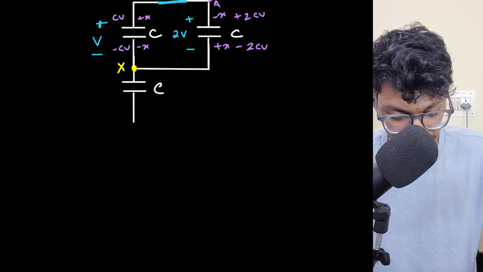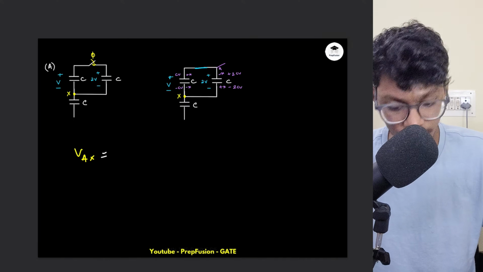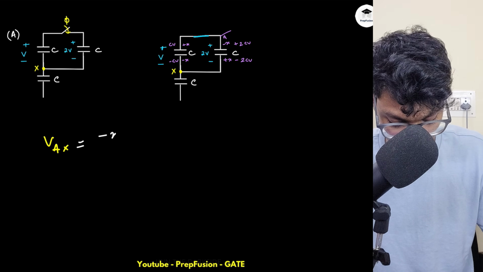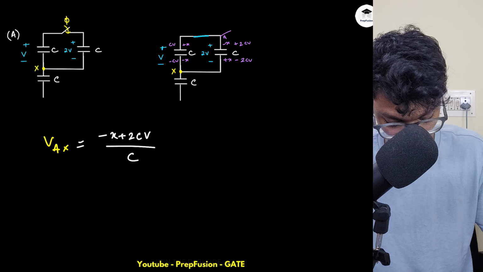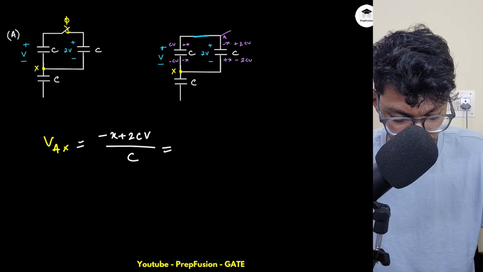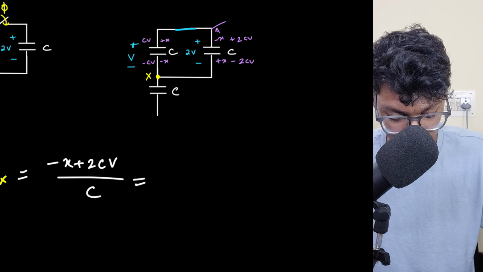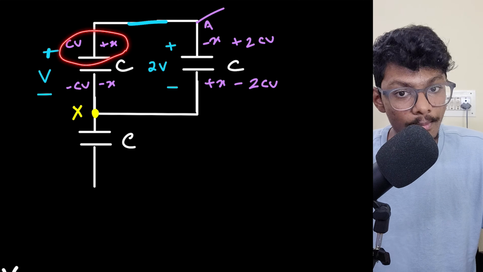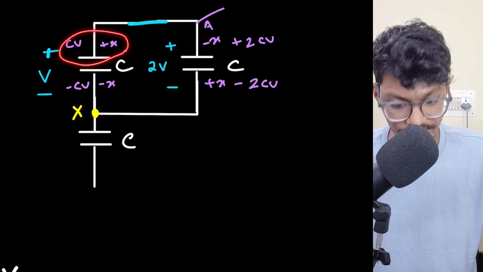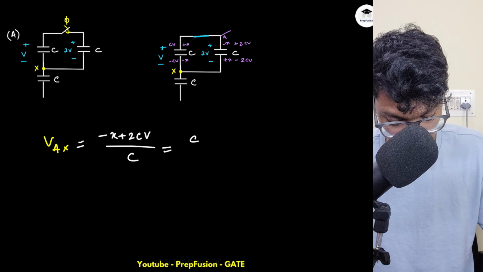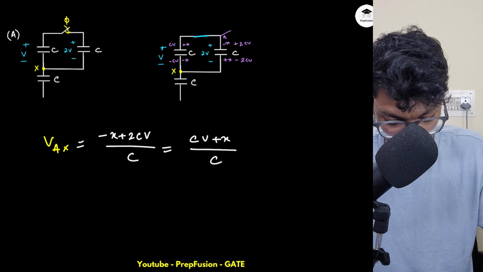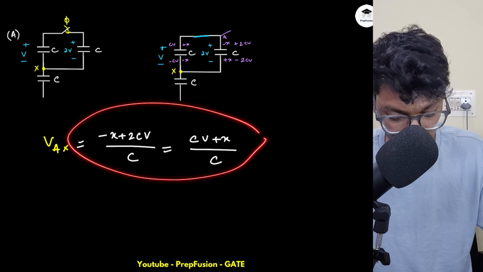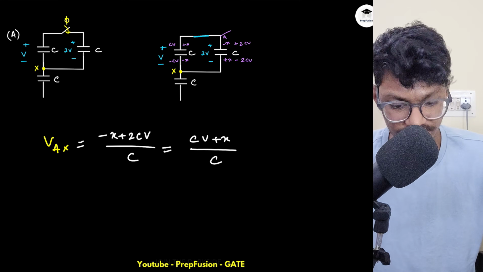So what is the total charge here? Total charge is minus X plus 2CV, divided by the capacitance. This should be equal to what? Here, what is the total charge? Total charge is CV plus X. Then again I will divide by the capacitance. So this is CV plus X divided by the total capacitance. Now I can equate these two, and from equating these two, I will be able to simply find out my X charge.